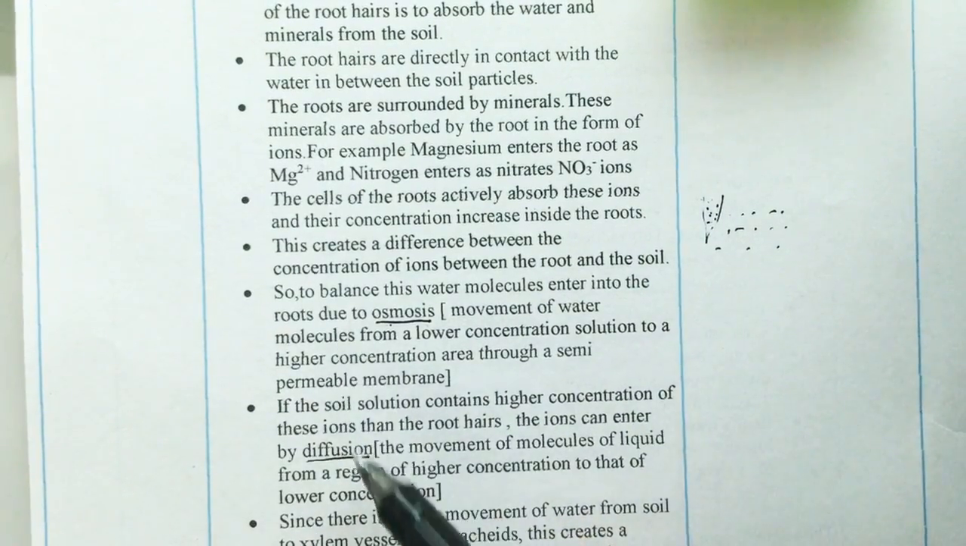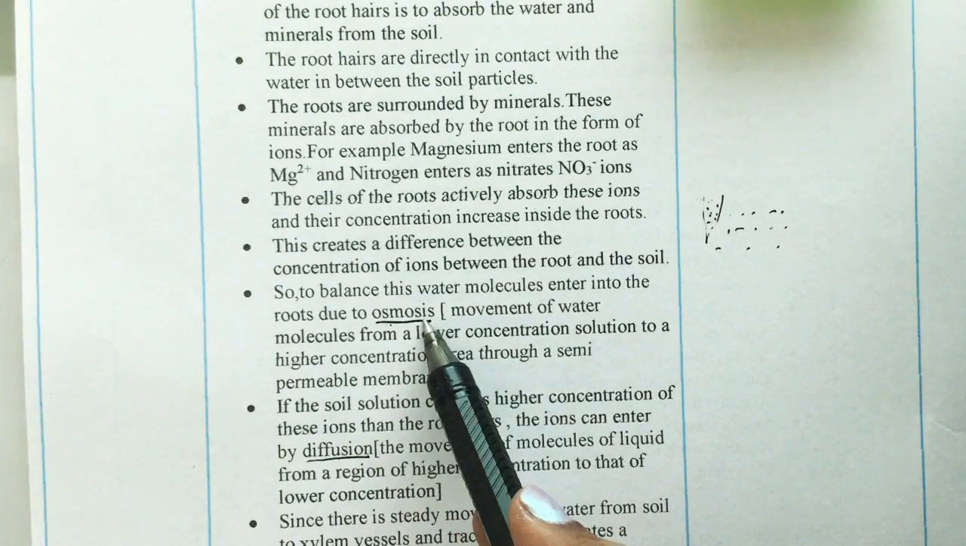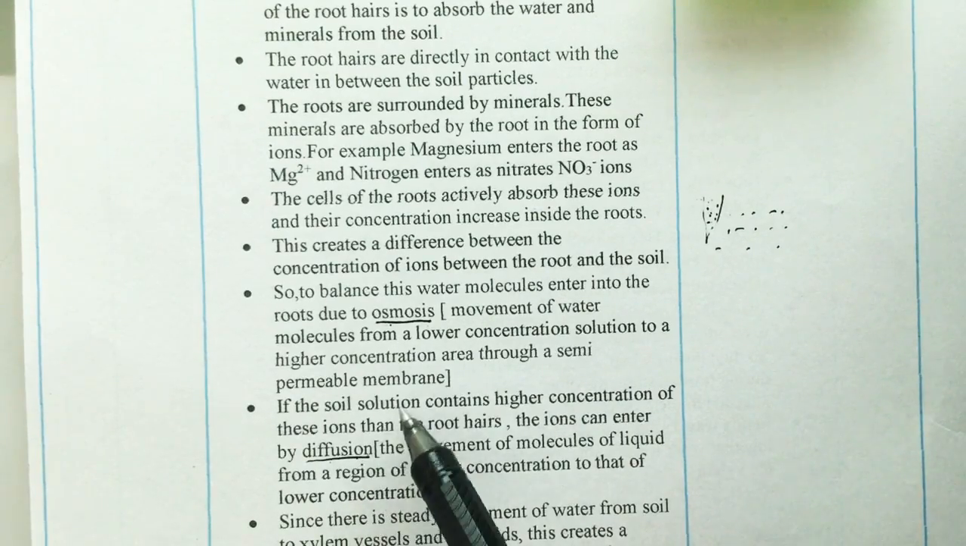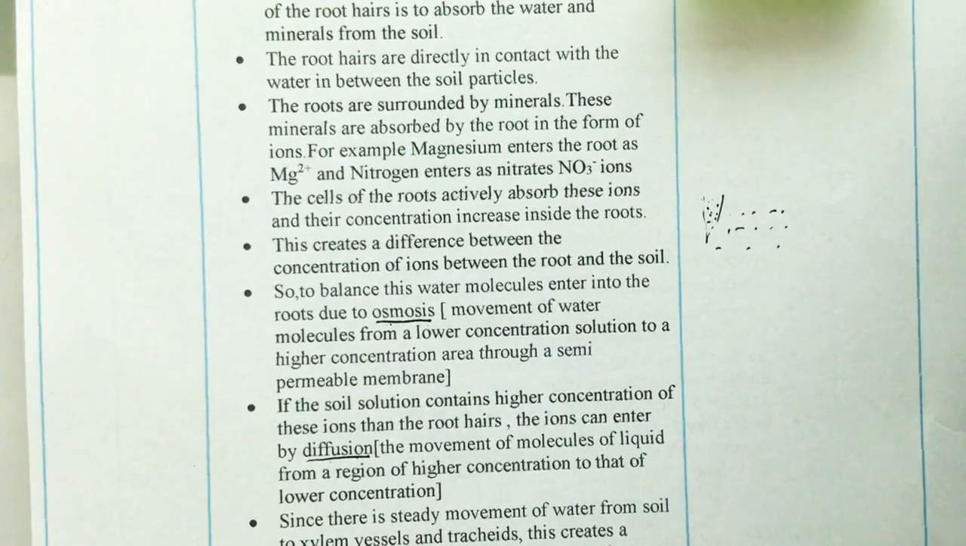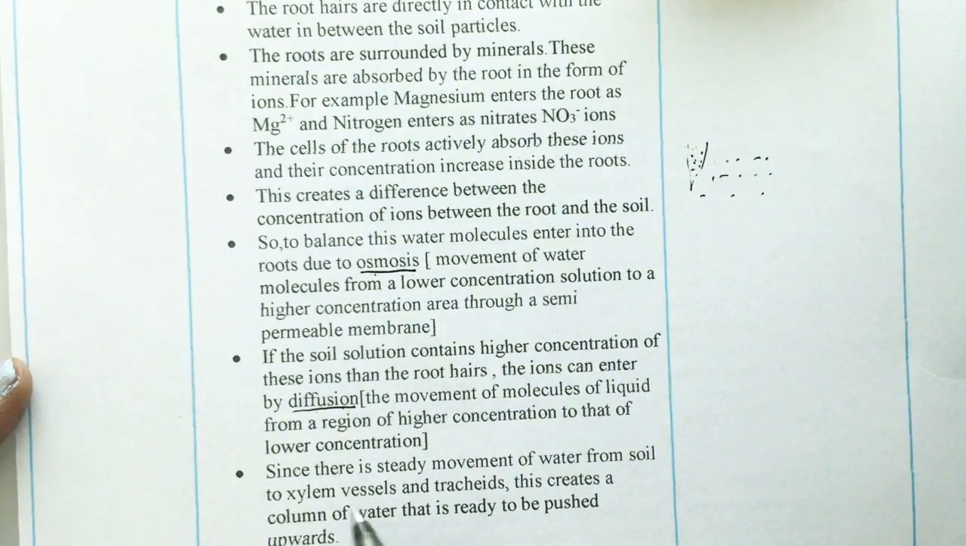So, these two are basically similar points, but opposite points. There is the meaning of osmosis and how diffusion is used, or when diffusion is used by the roots. Clear? Let us go to the last point. Since there is a steady movement of water from soil to xylem vessels and the tracheids, this creates a column of water that is ready to be pushed upwards.